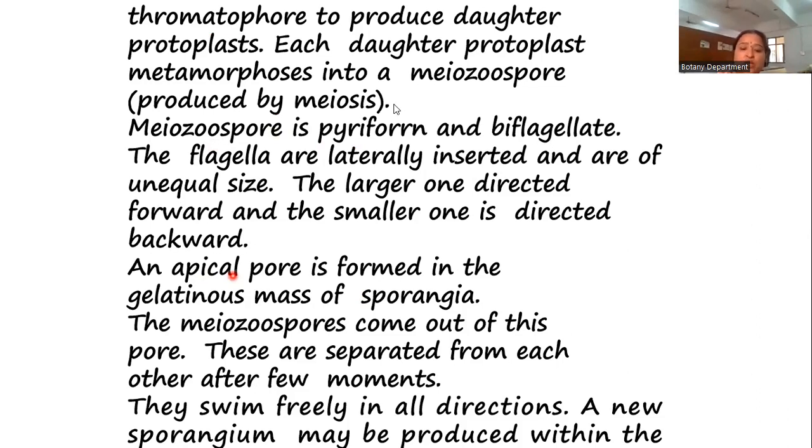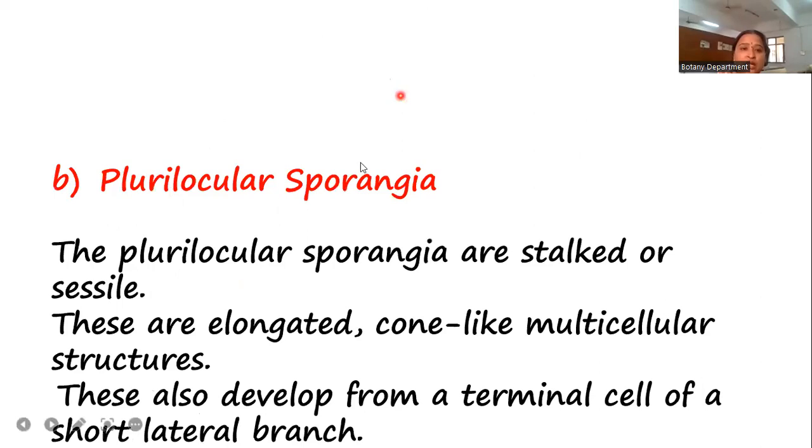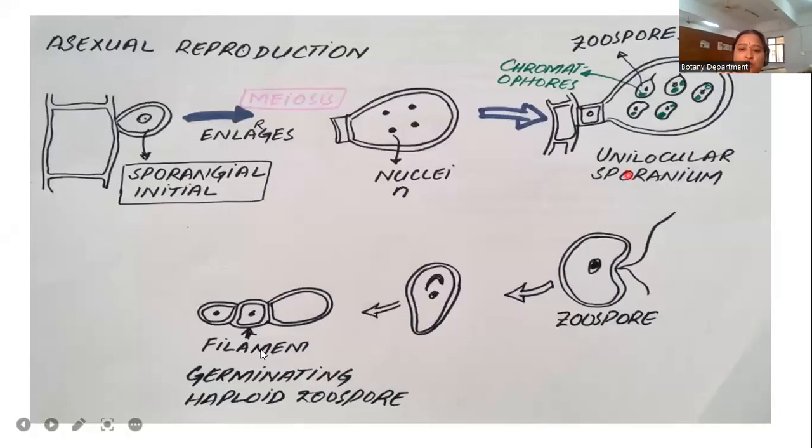This is the unilocular sporangia. See how to develop this picture; the final form is like this.